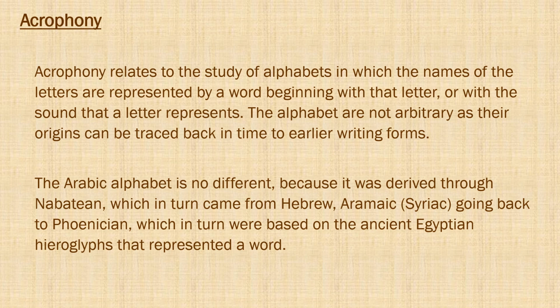That is to say, the letters in the alphabet are not arbitrary, as their origins can be traced back in time to earlier writing forms. This was touched upon in part 10 of these video series, which showed how the Arabic alphabet is no different, because it was derived through Nabatean, which in turn came from Hebrew, Aramaic, going back to Phoenician, which in turn were based on the ancient Egyptian hieroglyphs that represented a word.